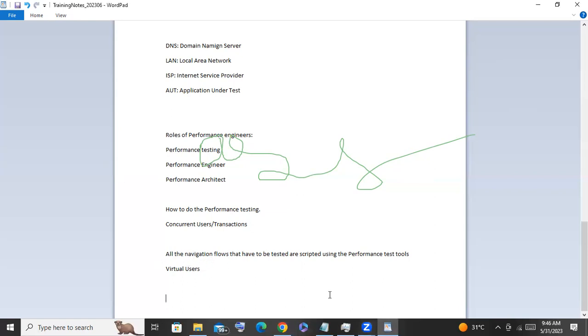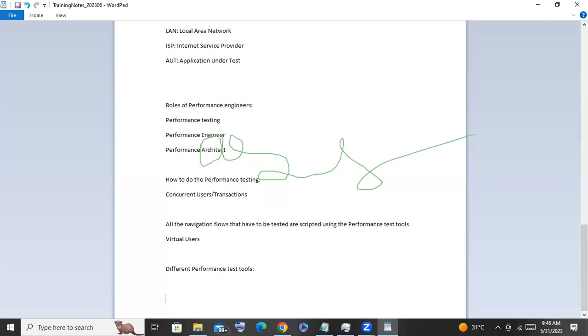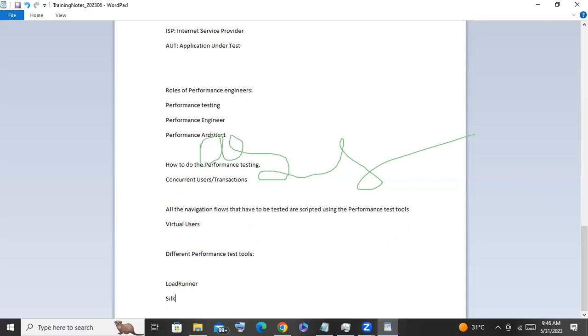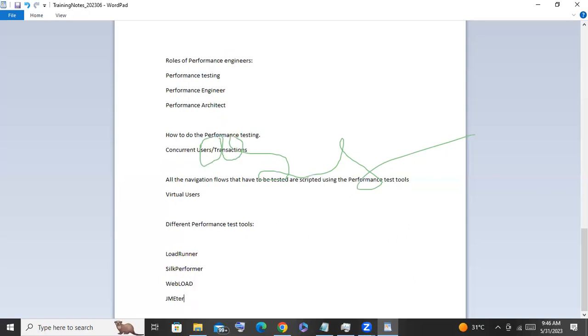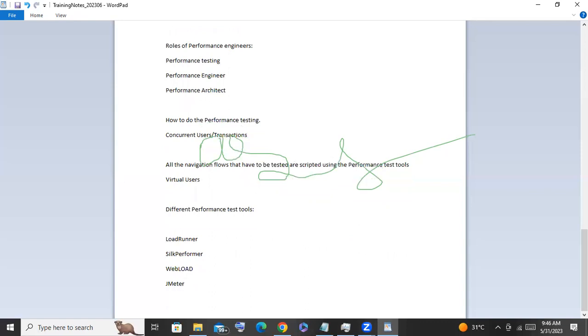Okay, so what are the different types of performance test tools? One, as we all discussed, LoadRunner, Silk Performer, Webload, JMeter, NeoLoad. Okay, there are so many tools out there in the market, guys.